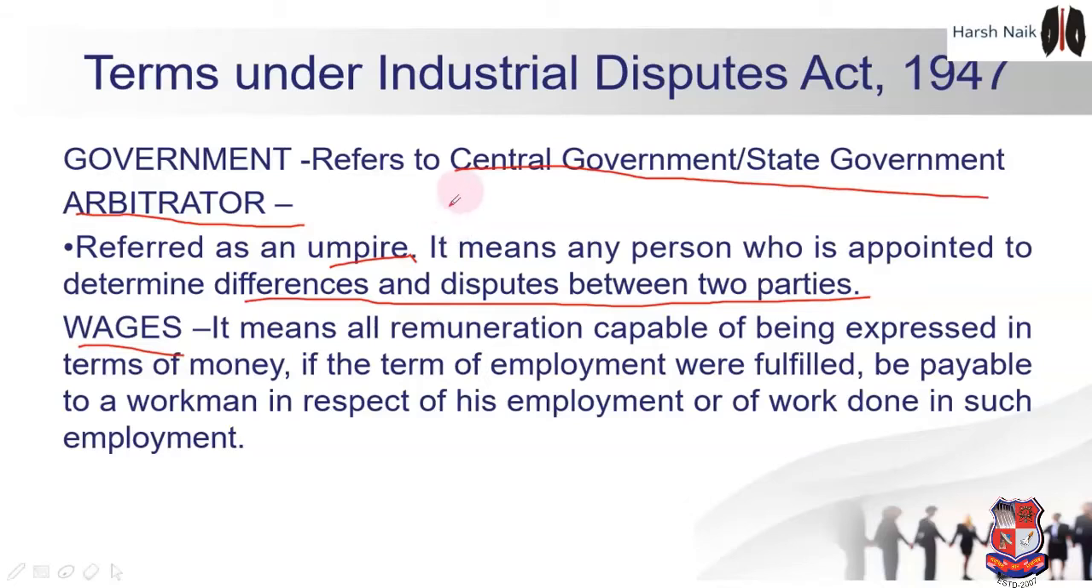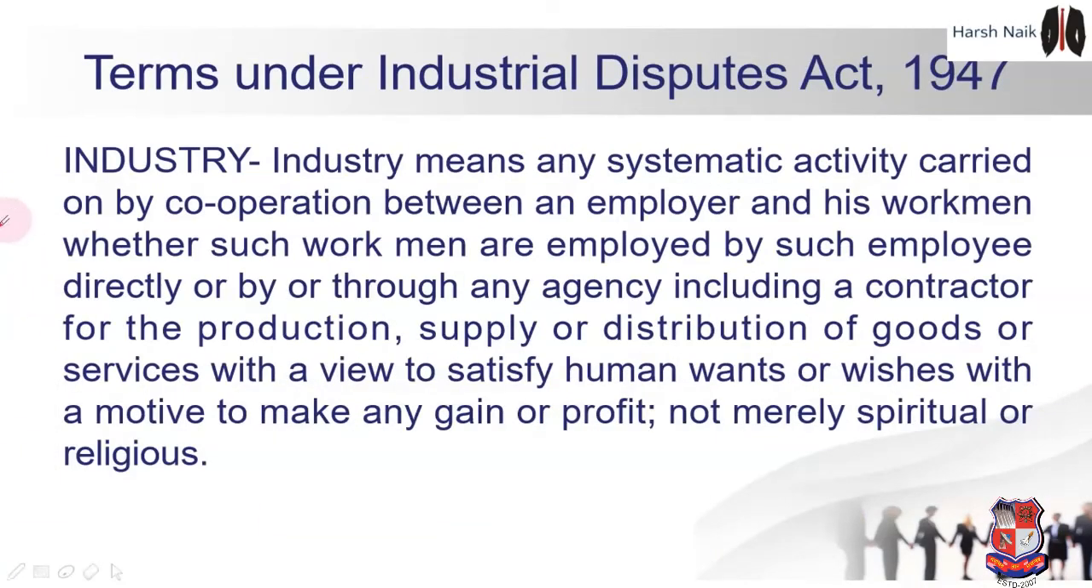Then wages. Wages means remuneration capable of being expressed in terms of money, if the terms of employment were fulfilled, payable to a workman in respect of his employment or work done in such employment. Basically, wages means nothing but salary. The amount of money that is paid to the worker for their work or job is called wages, right? Then industry. As you all know, what is industry? An establishment or infrastructure in which the production is carried out. The raw materials are taken and the finished product is taken out. That facility is called industry, right?